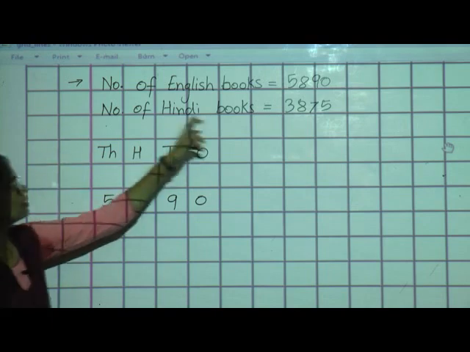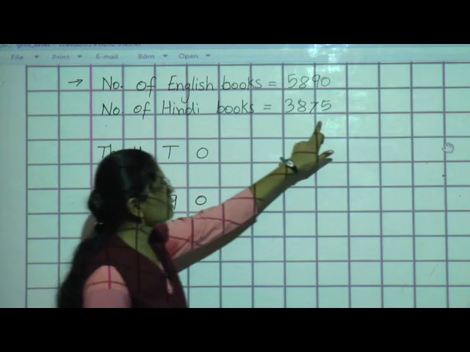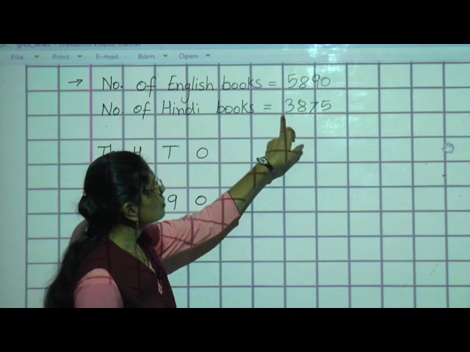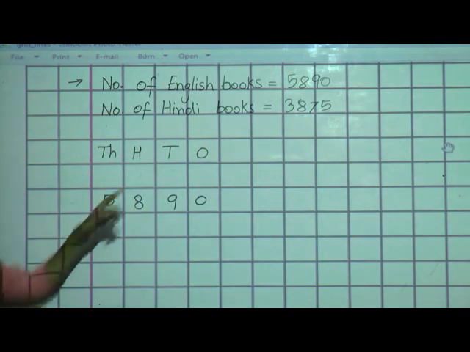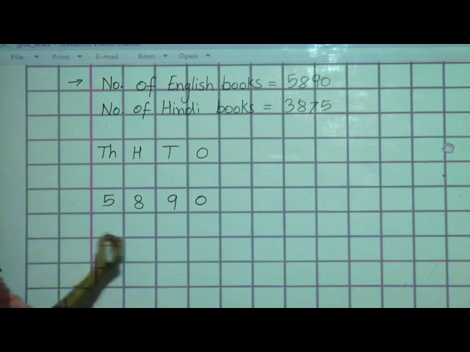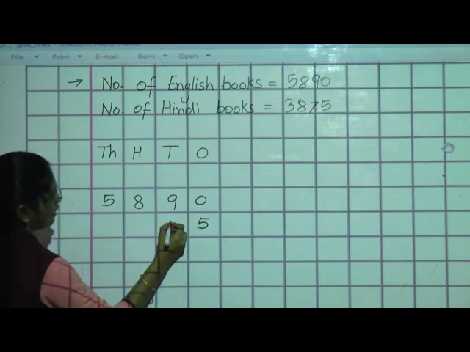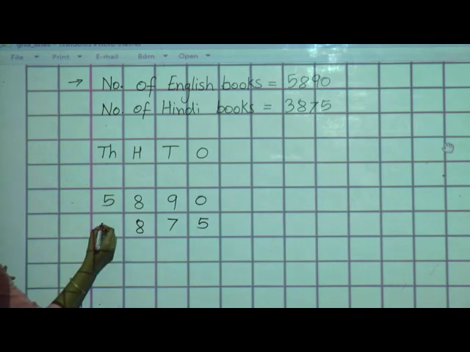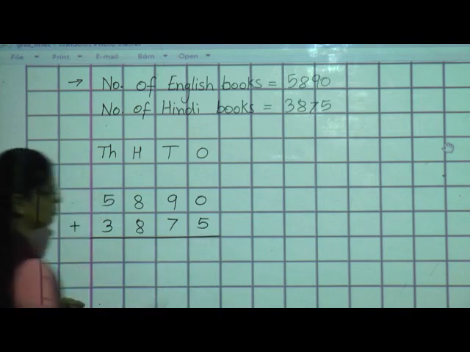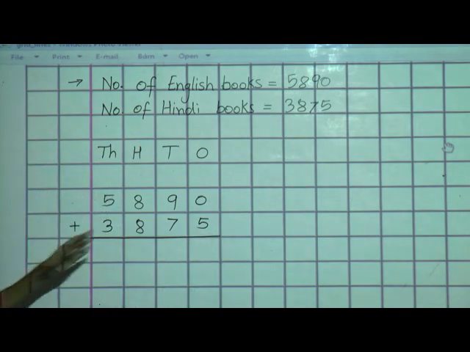Now see the number of Hindi books. How many Hindi books are there? 3875 Hindi books are there. So again we will put that number in the place value chart. 5 at ones. At tens place 7 is there, hundreds place again 8 is there, and at thousands place 3 is there. Now give the plus sign. Now we will do the addition.